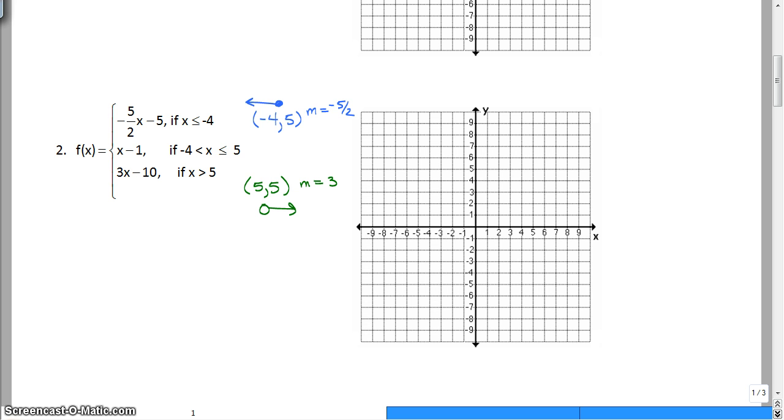Now watch the middle. We have 2 parts of the domain. So we substitute the -4 into the x like we do. We get -4 minus 1, which is -5. And we substitute in our second part of the domain. 5 minus 1, so 5 for our x, minus 1 is 4.